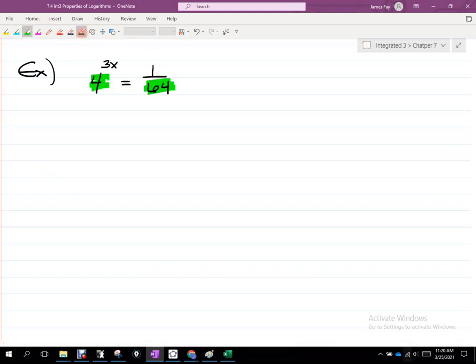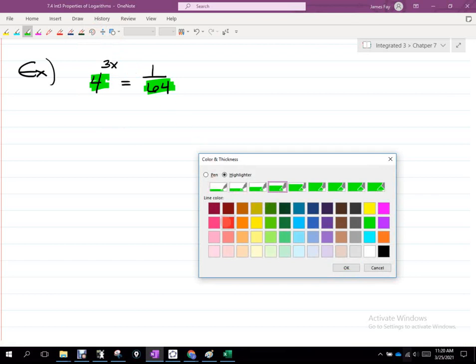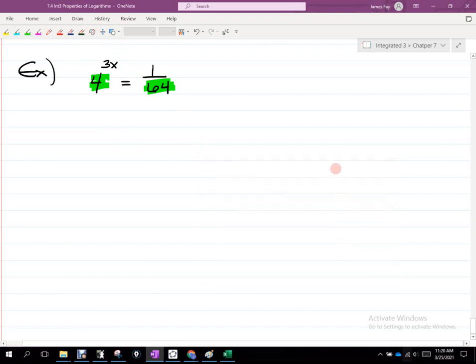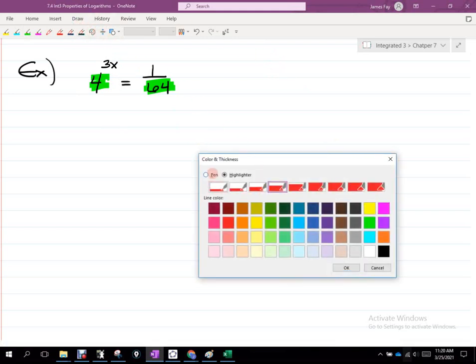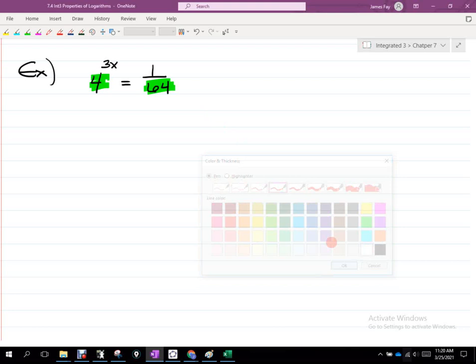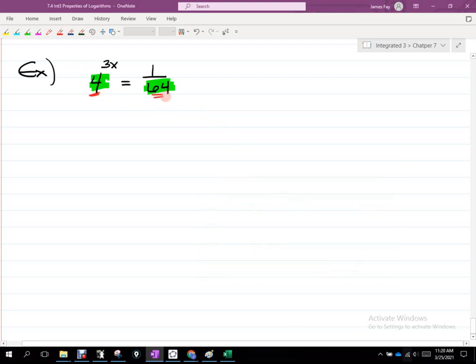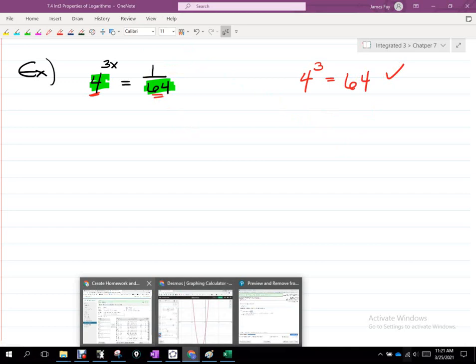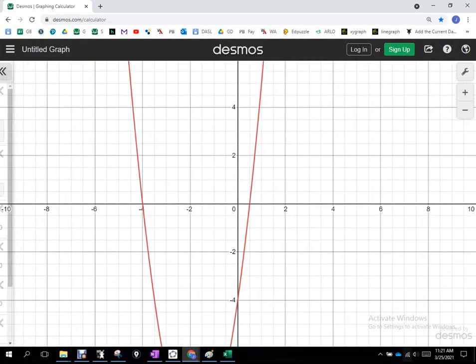If I go 4 to the first, what's 4 to the first? 4. What's 4 squared? 16. What's 4 cubed? 64. Okay? So there is a relationship between 4 and 64, right? We know that 4 cubed does equal 64. So that's going to be useful for us. Okay? Can I do this? Well, let's do it this way. Let's show you numerically.